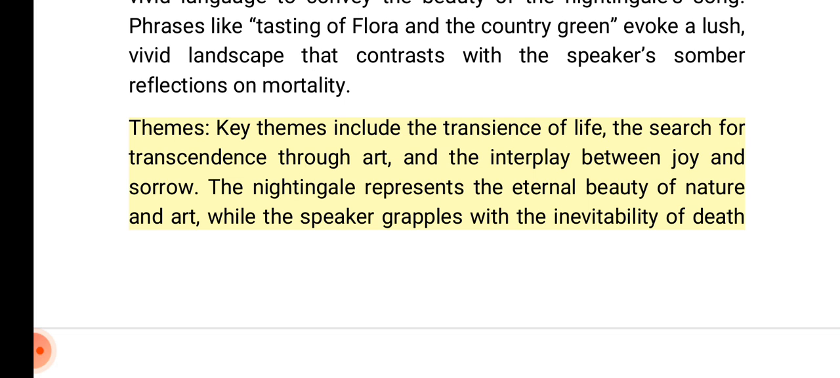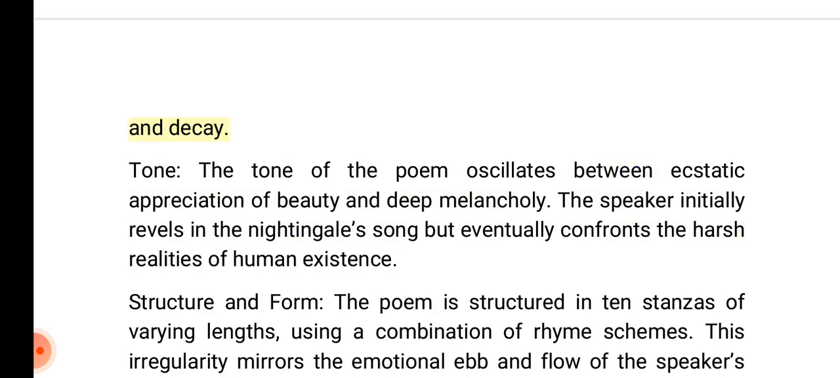Themes. Key themes include the transience of life, the search for transcendence through art, and the interplay between joy and sorrow. The nightingale represents the eternal beauty of nature and art, while the speaker grapples with the inevitability of death and decay. Tone. The tone of the poem oscillates between ecstatic appreciation of beauty and deep melancholy.